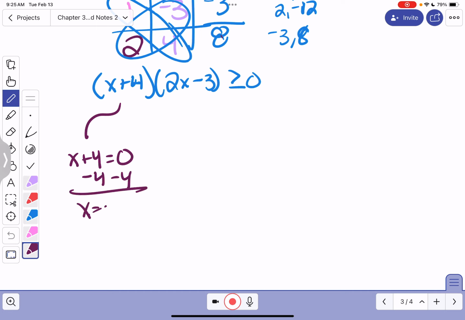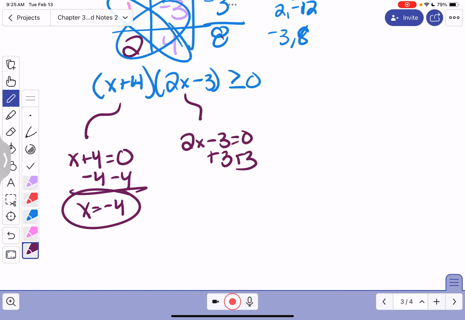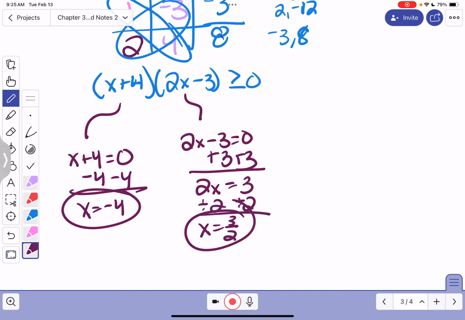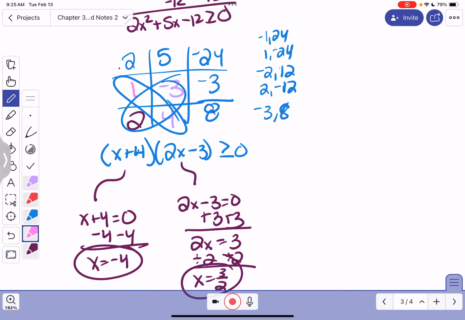So we get -4 for one number. And then I add 3. Because there's a number in front of the x, I need to divide by 2. So I get 3 over 2 or 1.5. I need to test a point in between. So one's positive, one's negative.